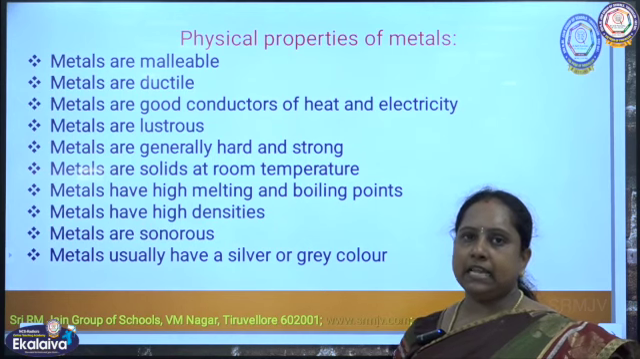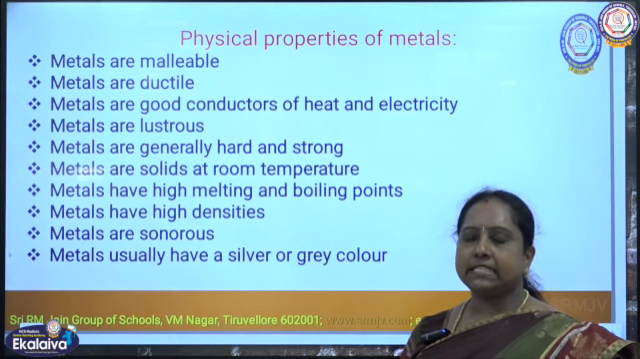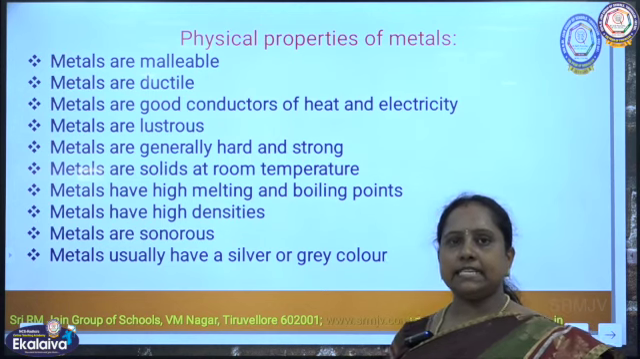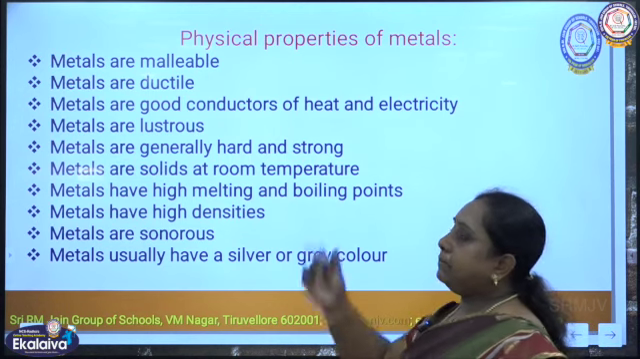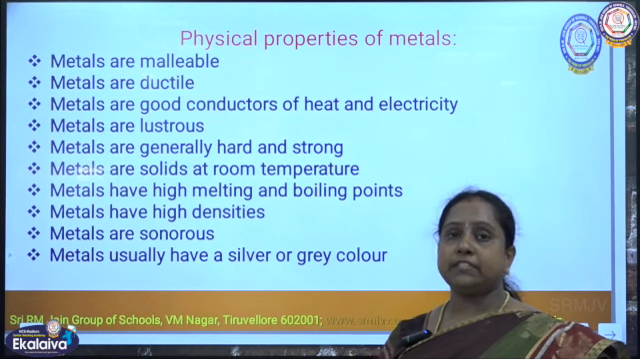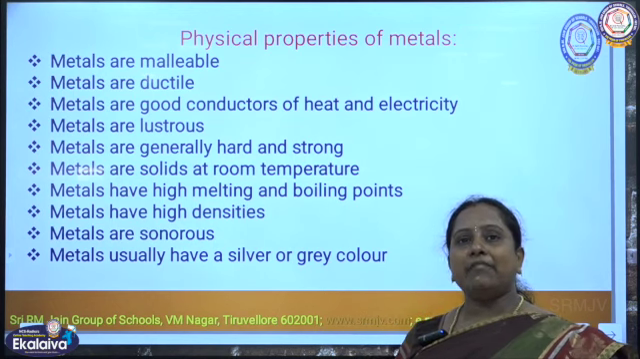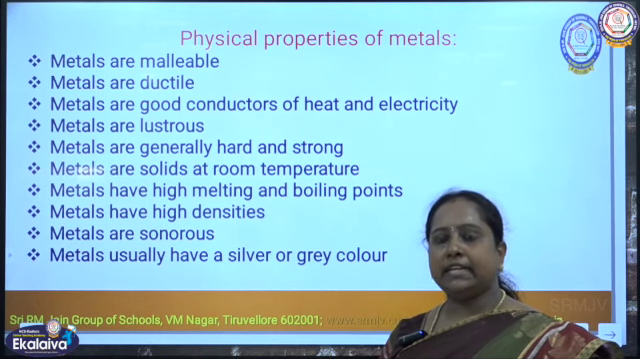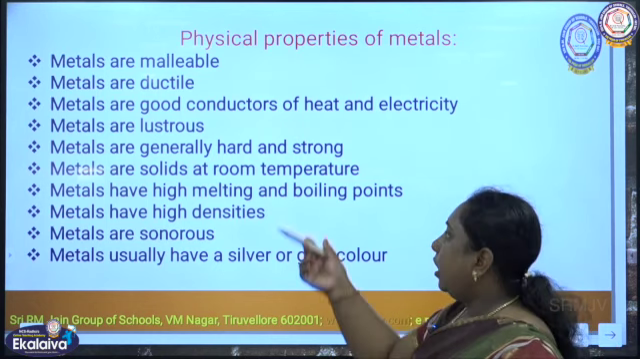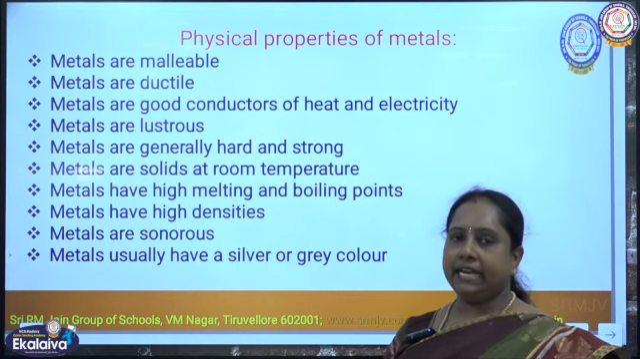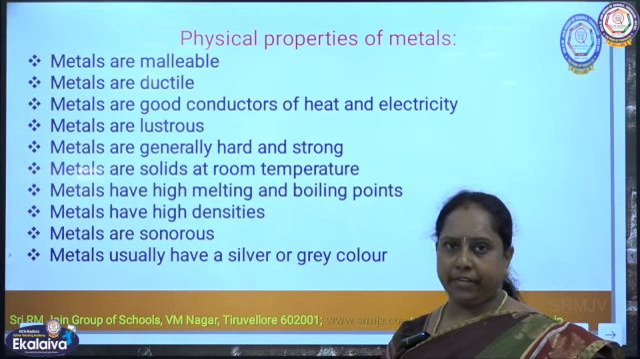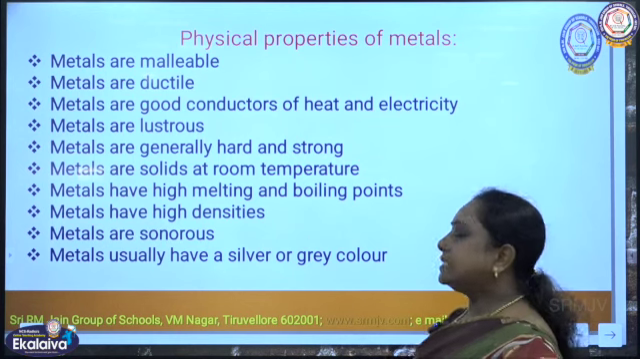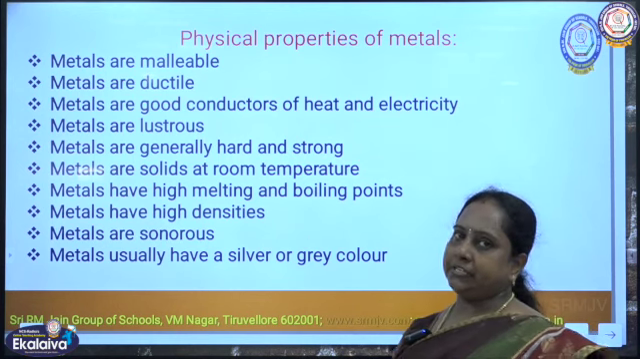Normally, as metals have the free electrons, they are able to conduct heat as well as electricity. Then metals are lustrous. You would have seen, children, metals have a shiny surface, and due to that shiny surface they get tarnished very soon. Metals are generally hard and strong. For example, iron is a strong metal and also hard. Metals are solids at room temperature.